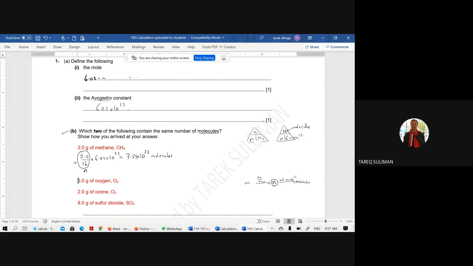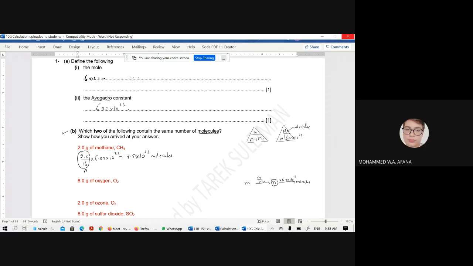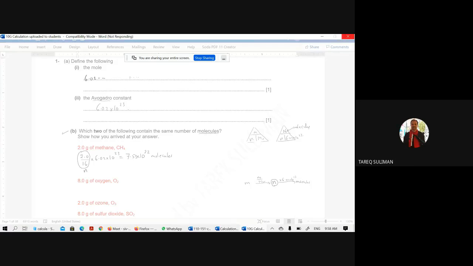Anyone who didn't get it? Then for the second one, Omar, Usama, can you do it? Can you solve for oxygen? How to solve it?